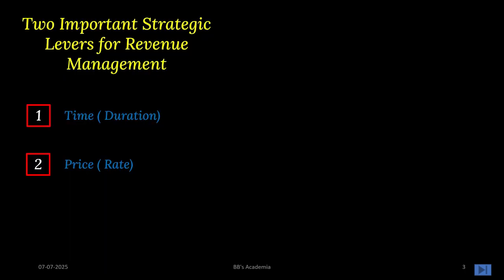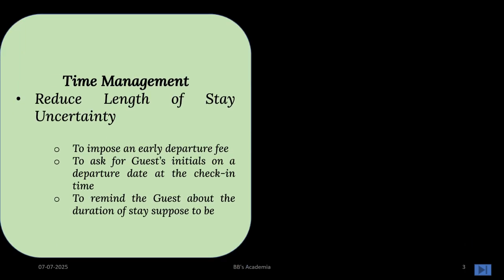There is another one. What is that? To reduce the length of stay uncertainty. Many times a situation occurs that the guest has booked the room for 3 days and suddenly on the second day says that today I am going to check out. If he is checking out on the second day, you are losing the customer, because he booked for 3 days and is only paying for 2 days because he wants to check out today.